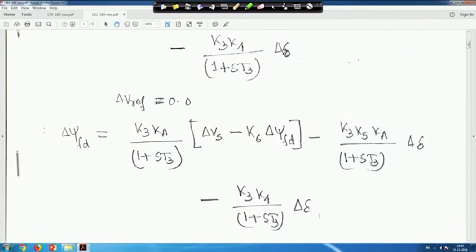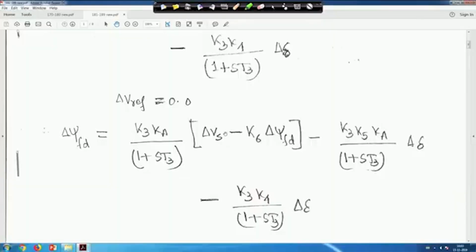Just one thing I would like to mention, so many terms and huge mathematics are involved. I think everything is correct, but if by chance you see any term missed or anything, please let me know, then I can rectify this, right. But I believe things are okay. So if you make delta V reference 0 and simplify, this will be like this, right.